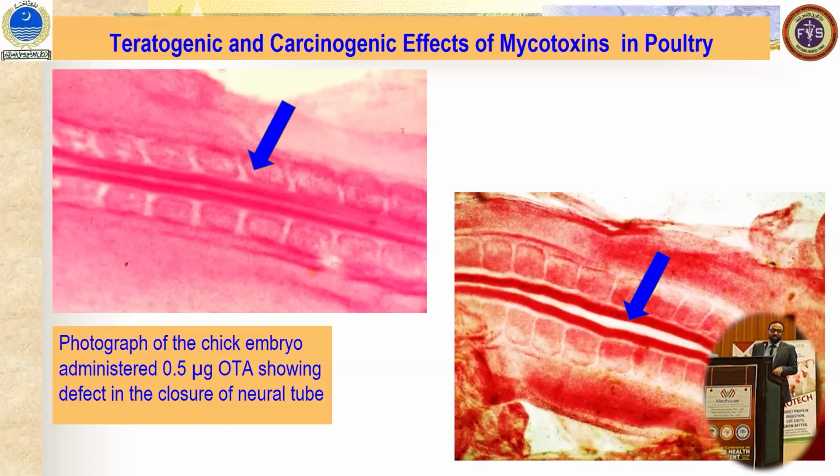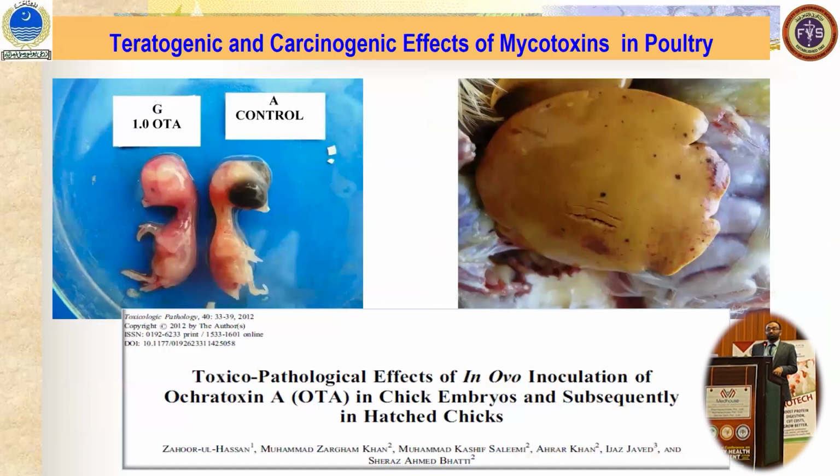Many times we hear these words, carcinogenic and teratogenic. And another interesting one that we published in this paper: you can see normal eye development in the control chicken embryo, and in the other one we did in ovo inoculation of OTA in the embryo, and there is one eye missing. So these are teratogenic effects rendered if you are feeding a high level of mycotoxin to breeding hens. That we published in Toxicologic Pathology, the leading world journal.